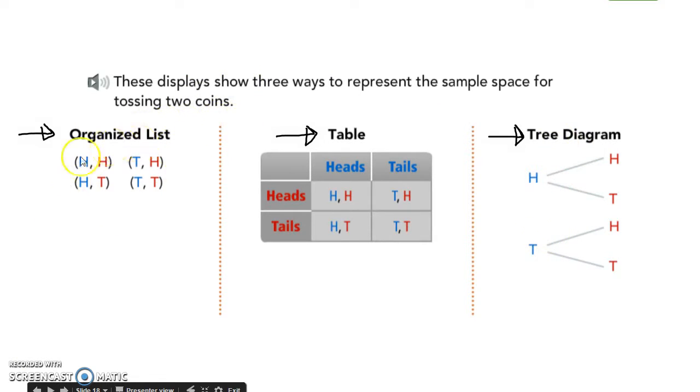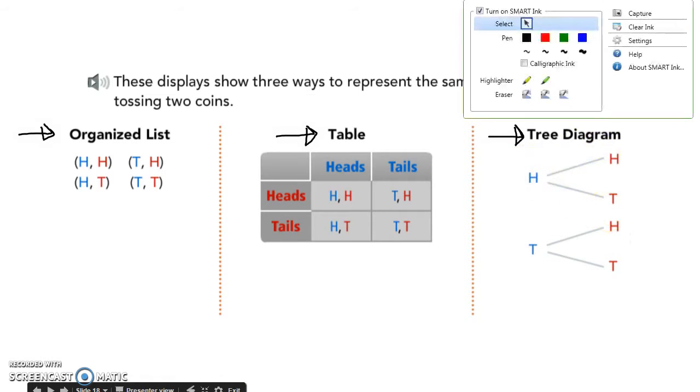So here I see an organized list. We're going to make one of these for a separate example in a second. Here I see a table where I have the different options for the first part of the action. Here I have the different options for the second part of the action, and then I combine them in the table. And then a tree diagram, I have the first part of the action and then the second part of the action, and I do little branches.